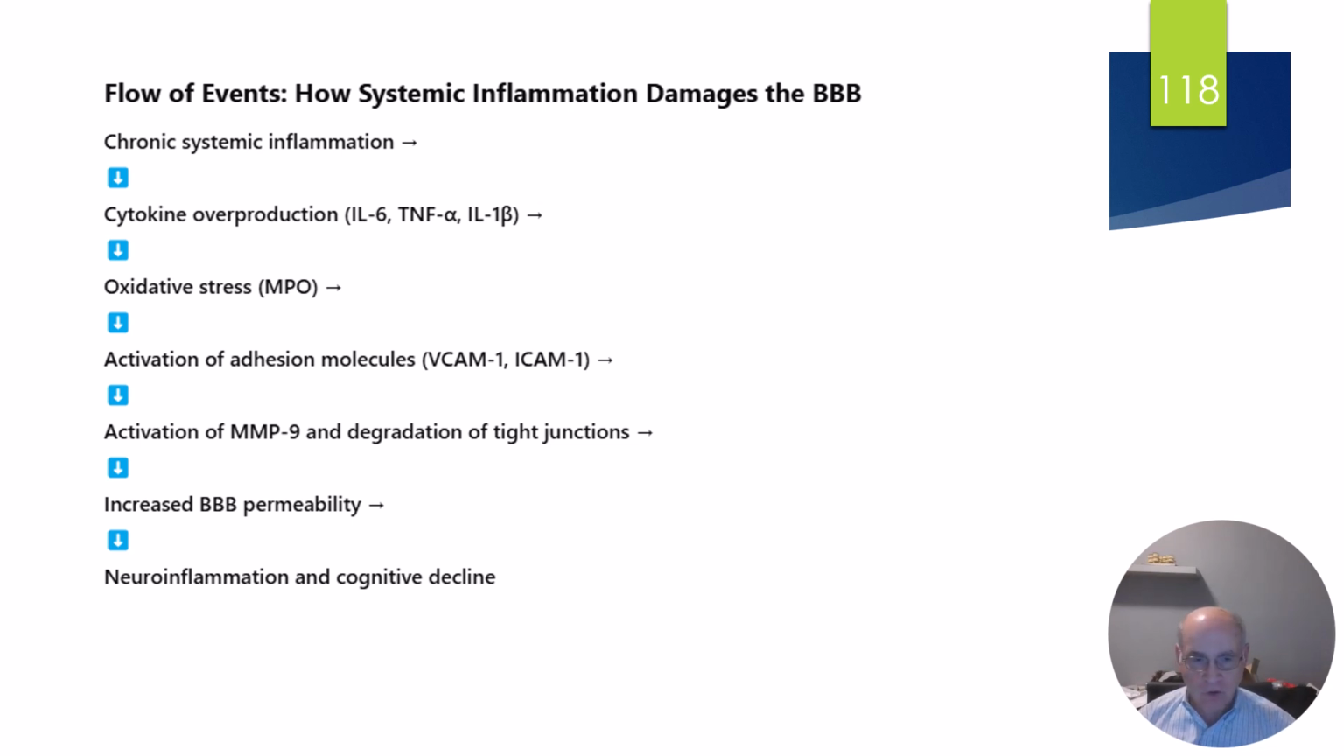You get activation of certain enzymes, MMP9s, that start to break down these tight junctions that exist in the walls of the blood vessel, just as it would be in the gut. You get increased blood-brain barrier permeability, and that permeability leads to ultimately neuroinflammation and ultimately cognitive decline.